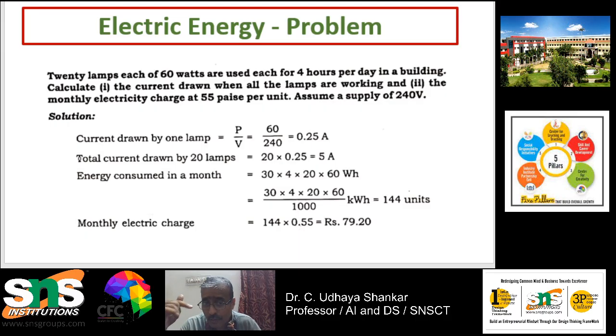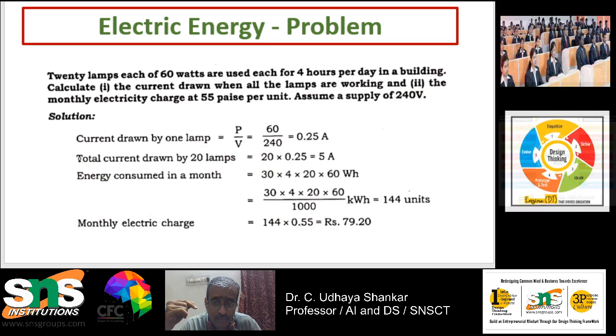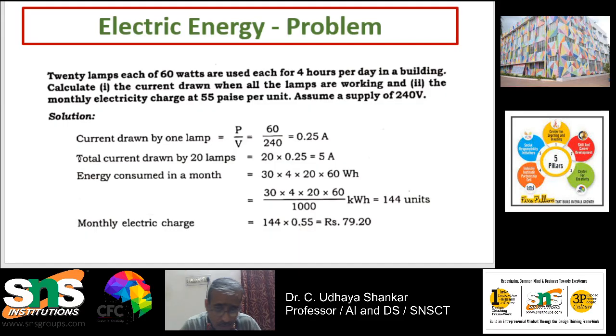As I have already told, this electrical energy is nothing but 1 kilowatt hour, which is nothing but 1 unit. So, how many units have been consumed is what you want to calculate, and then you multiply it by 55 paise. Then you find the monthly electrical charge. This is the final conclusion of this problem. So, I will just break down the problem.